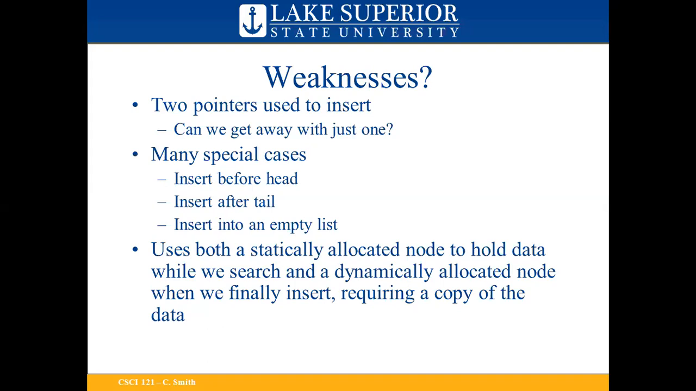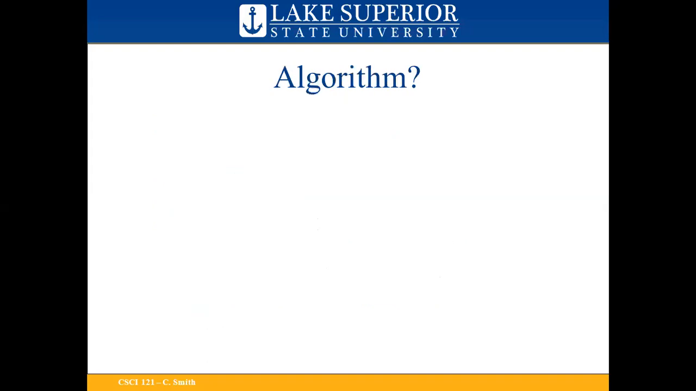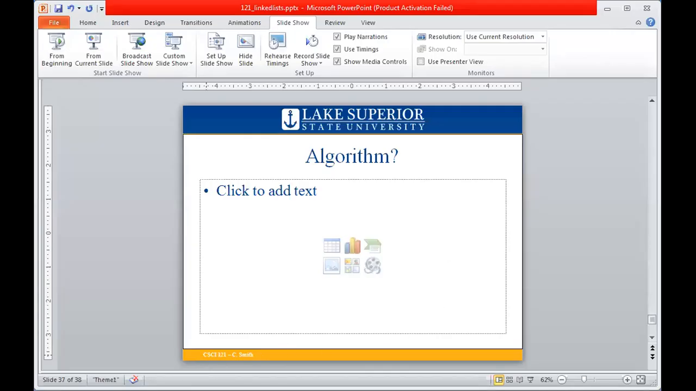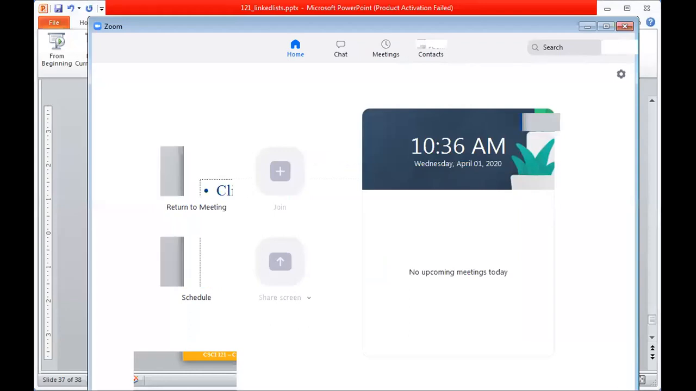It uses both a statically allocated node to hold the data while we're searching for it, and then dynamically allocates a node when we finally insert. And then we need to copy the data over, so we need an assignment operator overload, probably. Okay, so what's the algorithm? The algorithm and the code are not hard to come up with, but let me stop the sharing here.